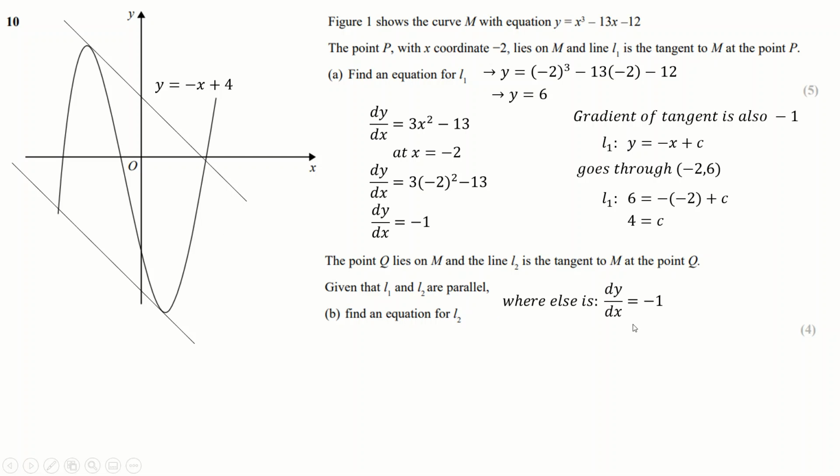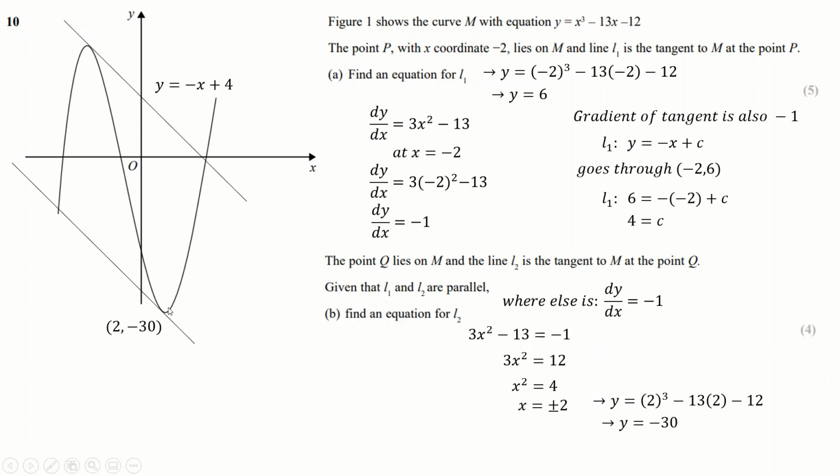And I need to ask, where else does dy by dx equal -1 on the original curve? So of course I'm still looking for this to be -1. If we add 13 to both sides, divide by 3 and root, it's plus or -2. We already had the -2, so this is at +2. So this has x-coordinate +2. Find the y-coordinate by putting 2 into here, and we find it's at -30. So this is the point 2, -30.